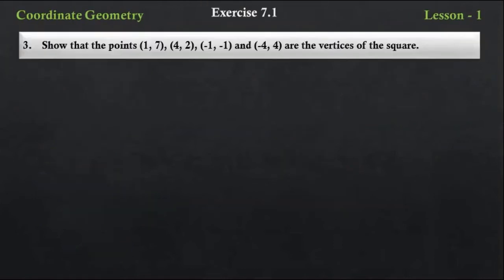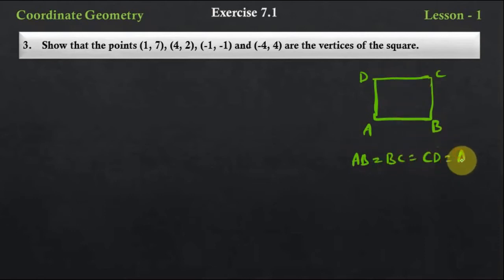Now we'll see the next problem, problem number 3. See, show that the points 1, 7, 4, 2, minus 1 and minus 1 and minus 4, 4 are the vertices of the square. So this is the square with vertices A, B, C, D. So when do I say that this forms a square? Means we all know that the distance AB will be equal to BC, that will be equal to CD, that will be equal to AD, isn't it? The distance of all the sides will be equal, right?